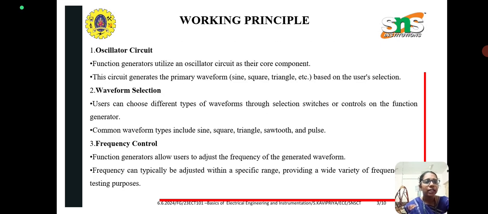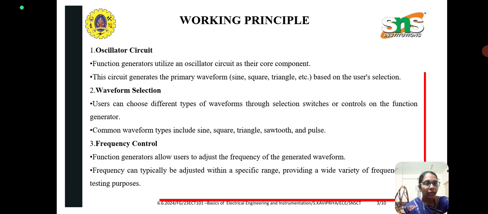And next is the working principle of the function generator. It consists of oscillator circuits. The function generator utilizes oscillator circuits as its core component. This circuit generates the primary waveforms, sine, square, triangular, based on the user's selection. Next is the waveform selection. Users can choose different types of waveform through selection switches or controls. Common waveforms include sine, square, triangle, sawtooth and pulse.